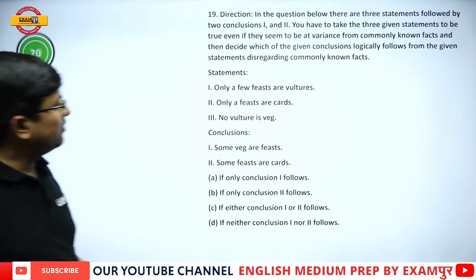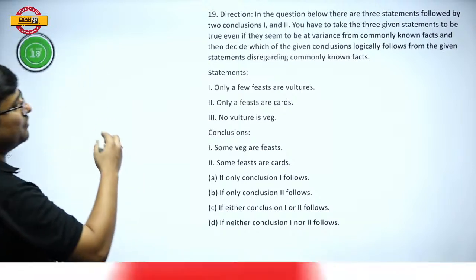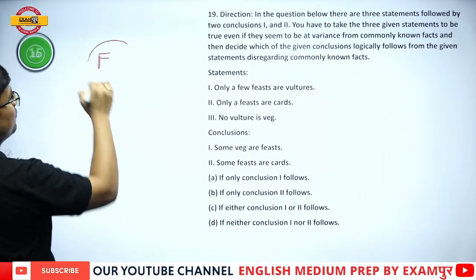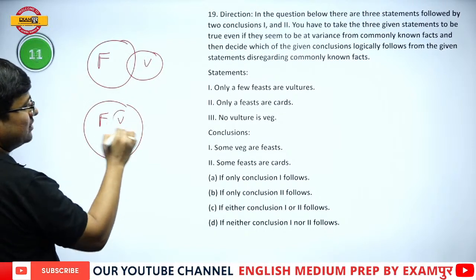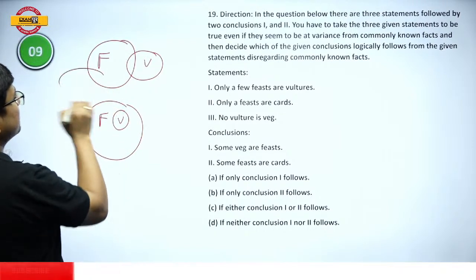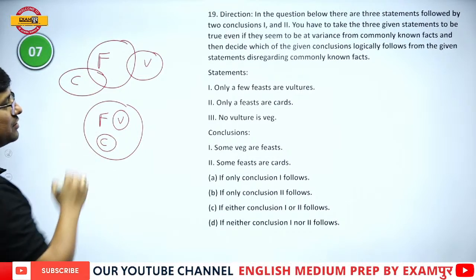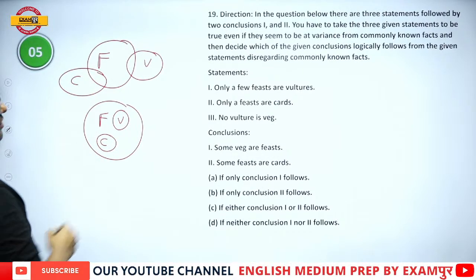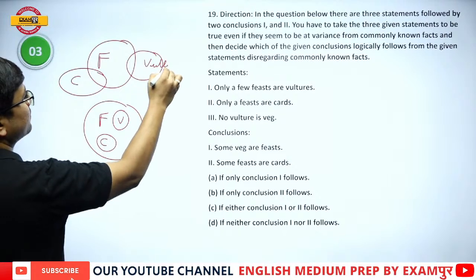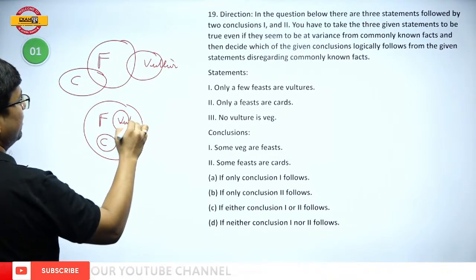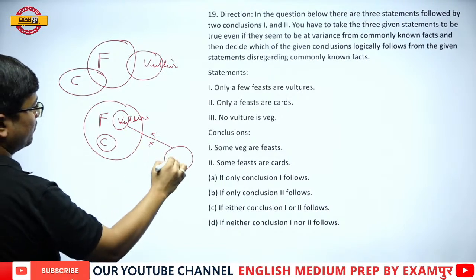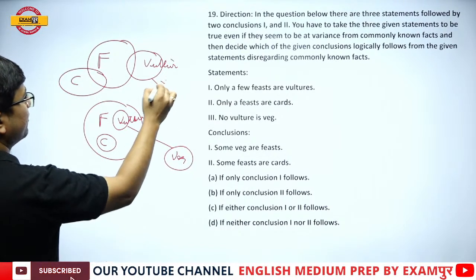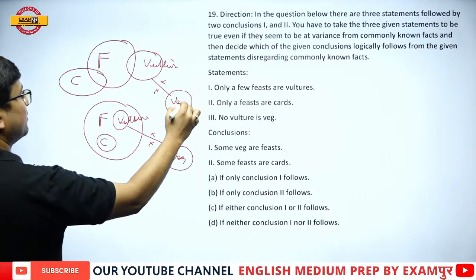Quickly, everyone. Okay. Now see, only a few feasts are vultures. And then only a few feasts are cards. And no vulture. See, this is vulture. Okay, this is vulture. And now, no vulture is a wag. Okay, everyone. No vulture is a wag.